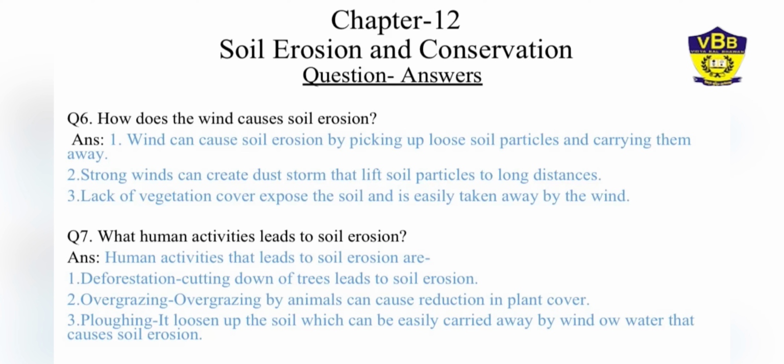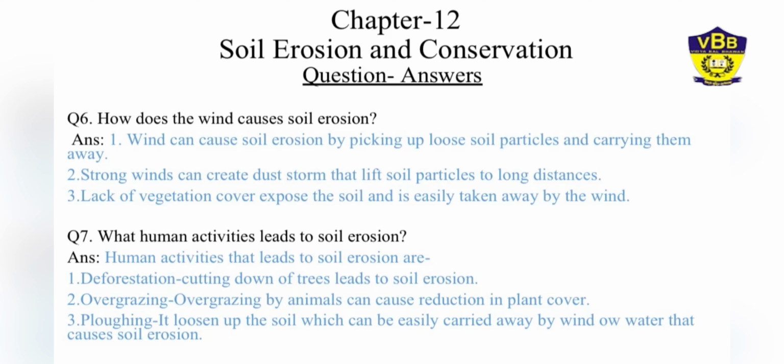So next question is question number 7. What human activities lead to soil erosion? As I have told you, 3 main factors are there for soil erosion: water, wind and human activities. So here you have to write about human activities. So human activities that lead to soil erosion are: number 1, deforestation. Means when you are cutting down a large number of trees for your personal purpose, that is called deforestation. Human beings are doing such things for their personal demands, like making houses, furniture, so many things. So we should avoid such type of things.